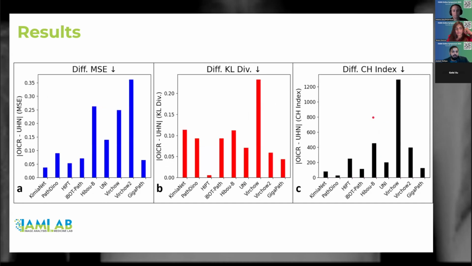And here are some of the differences between the data sets, because as we know, we have two data sets. We also compare across the data sets how much difference the model shows from one data set to another. There are some significant differences in the MSE, but there is less difference in the model HIPT, which also has lower MSE and KL divergence, and CH index as well.